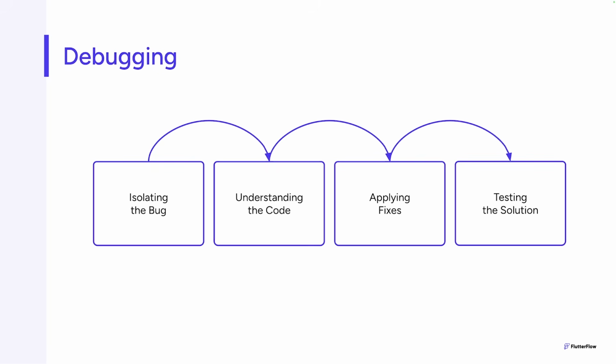issue is resolved. Firstly, isolate the bug by identifying where and when it occurs. Secondly, learn the code flow and state to understand the bug's causes. Then fix the bug by making necessary code changes. Finally, test the solution to confirm that the issue is resolved. While debugging is very important, testing is another important subject, which we will talk about in the next video.